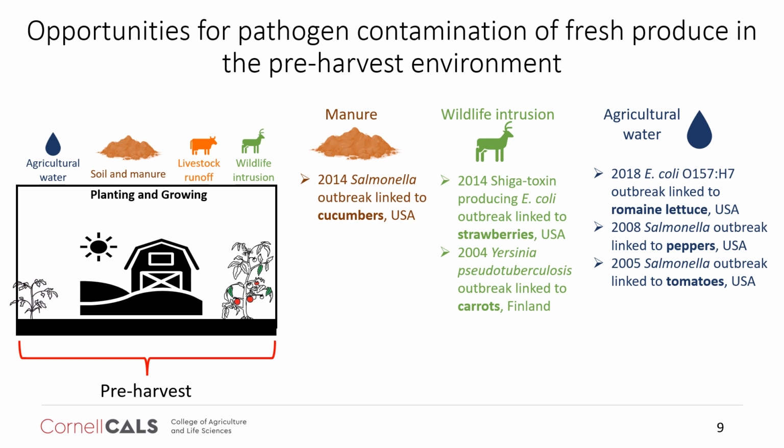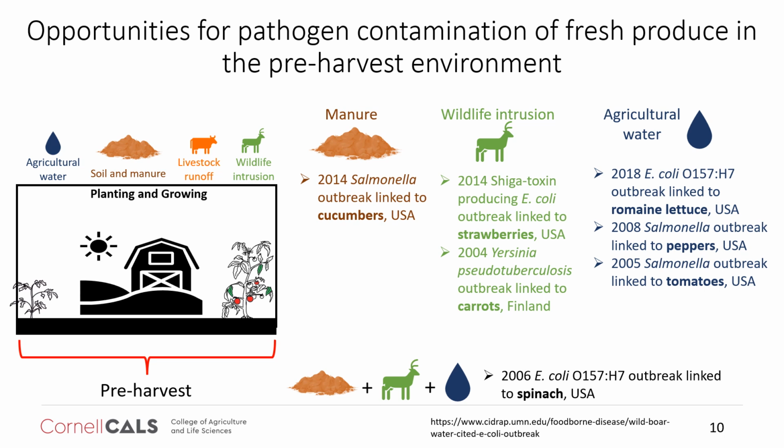In addition, agricultural water has been suspected in multiple foodborne outbreaks. For example, in 2018, an E. coli O157:H7 outbreak was linked to romaine lettuce due to agricultural water contamination. In 2008, a Salmonella outbreak linked to peppers, and in 2005, a Salmonella outbreak linked to tomatoes were both linked to agricultural water as a contamination source.